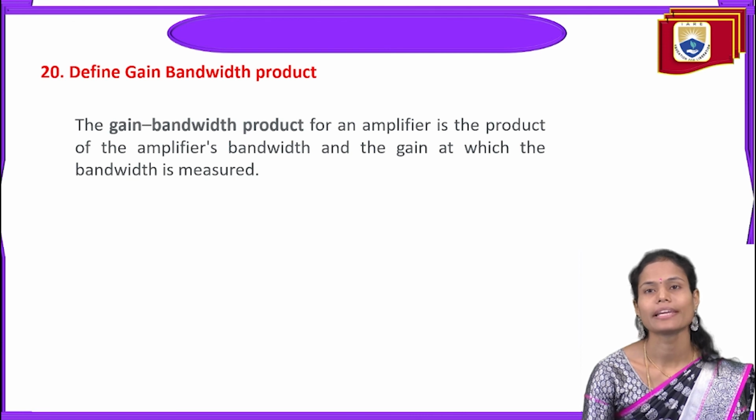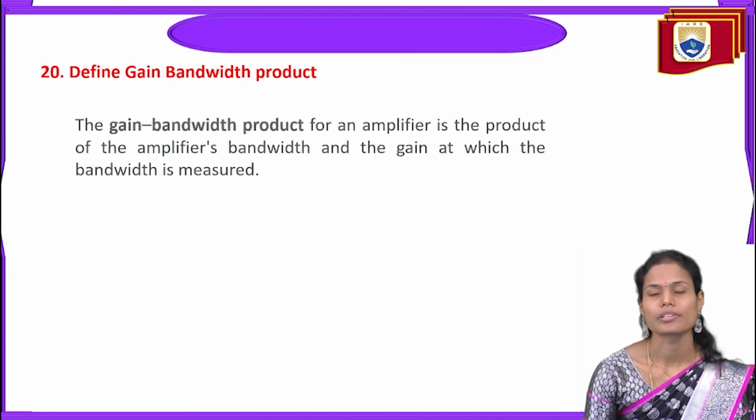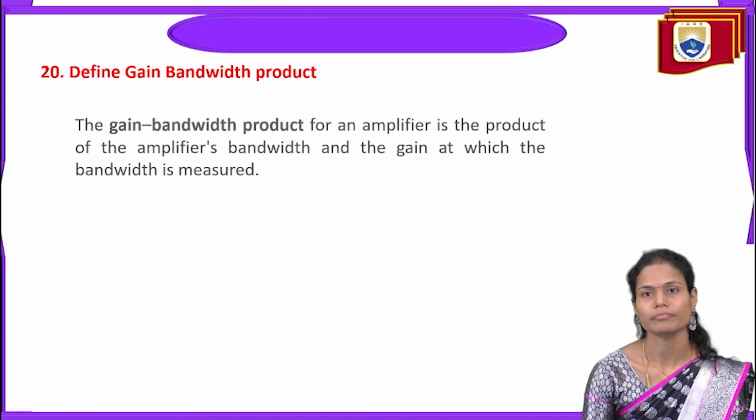And next, define gain bandwidth product. It is the product of the gain as well as the bandwidth of the particular amplifier. That indicates the gain bandwidth product of the particular amplifier.